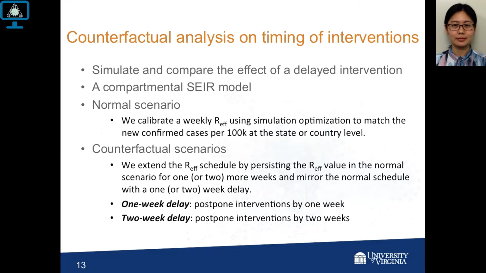So next, we simulate and compare the effect of a delayed intervention using a compartmental SEIR model. For the normal scenario, we calibrate a weekly R effective using simulation optimization to match the new confirmed cases per 100,000 at the state and the country level. And for delayed scenarios, we extend the R effective schedule by persisting the R effective value in the normal scenario for 1 or more weeks and mirror the normal schedule with a 1 or more week delay.